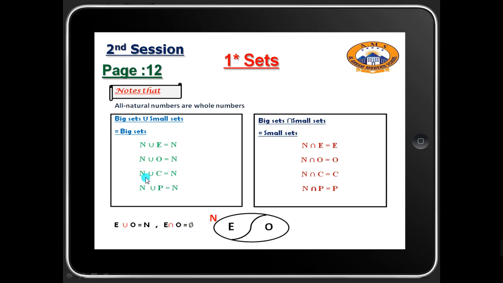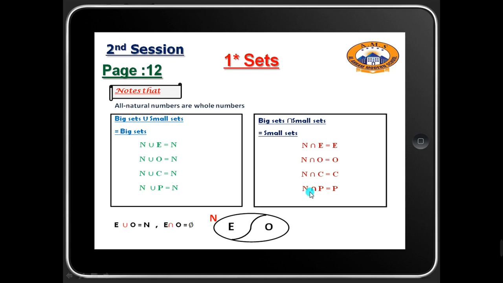For example, here I have the set of the natural numbers union the set of the counting numbers, and the counting numbers are the set which starts with number 1: 1, 2, 3, 4 and so on. So when I ask you to get the natural union the counting, ask yourself, which is bigger, the natural or the counting? Definitely natural is greater than the counting, so because he asked for the union, the answer is going to be the set of the natural numbers.